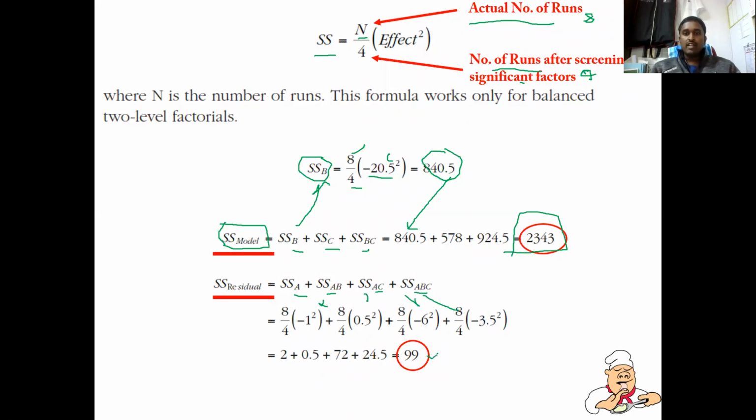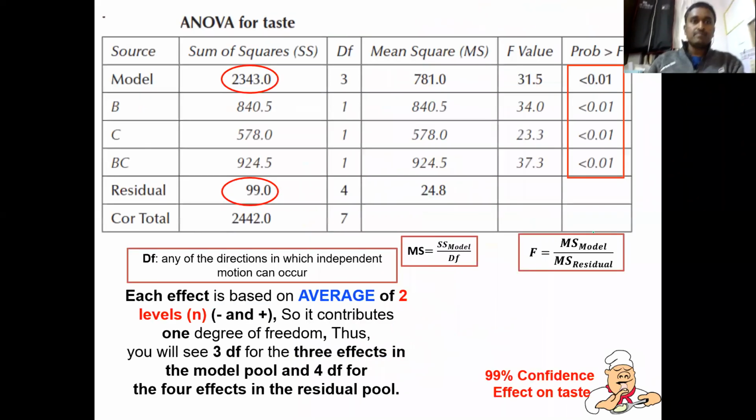And they got residue 99 and model 2343. So let us see the calculations, how to calculate the p-value. So this is a table. You could look into this. The sum of squares of the model is 2343. The sum of squares for the residue is 99.